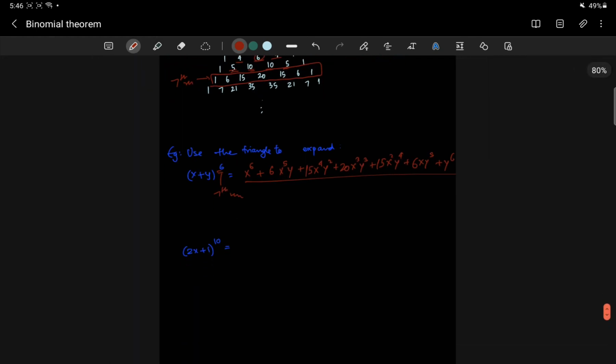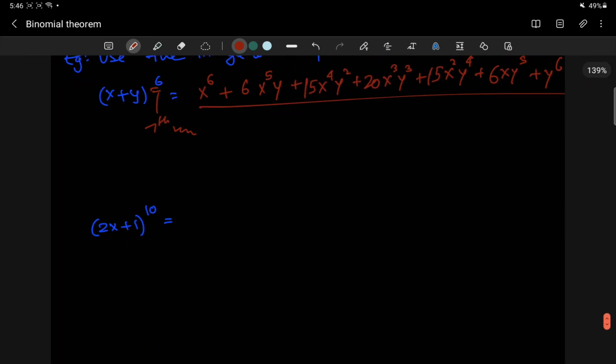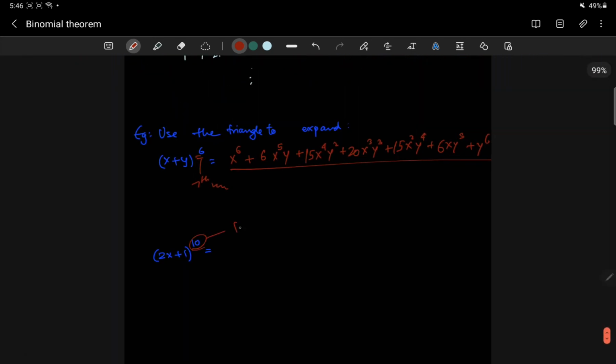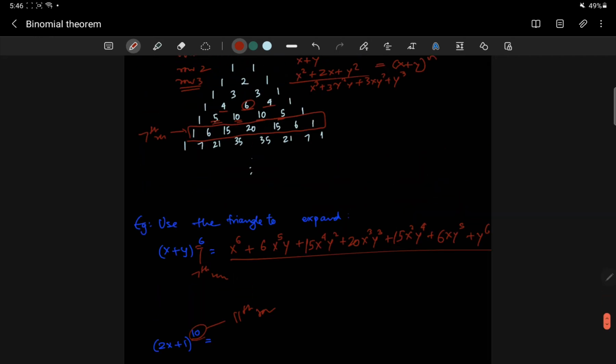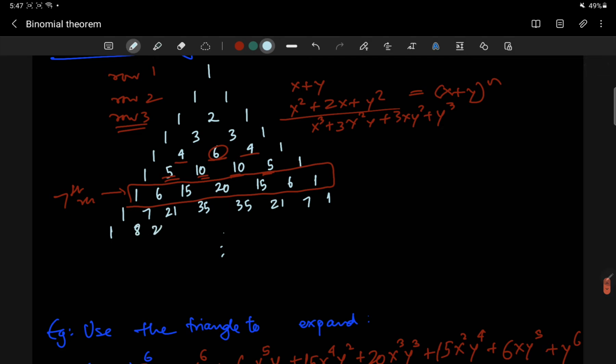Similarly, 2x plus 1 to the 10. Now this is going to be messy. So 10 means 11th row, right? So I need to build more of these because that's 8. So that's going to be 1, 8, 28, 56, 70, 56, 28, 8, 1. That's the 9th row: 1, 9, 36, 84, 126, 126, 84, 36, 9, 1.